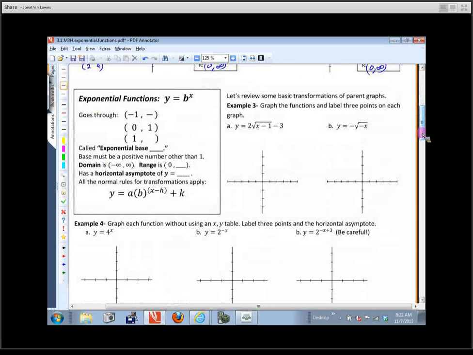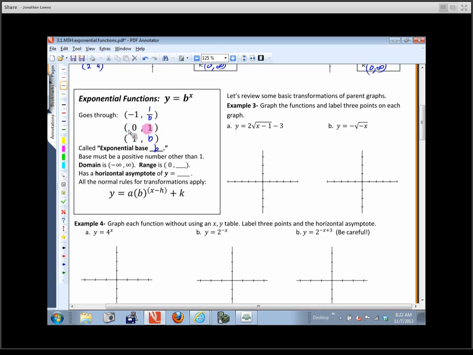So if you've got an exponential function, it's going to look something like this. Y equals b to the x. Okay, we call that, again, exponential base b. And there are 3 key points that we want to graph. And we always want to make sure that we get these right. It's going to be -1, 1 over b. Because when you plug in a negative in the exponent, it means reciprocal. That's why it's the reciprocal of the base. If you plug in a 0, it's always going to be 1. Any number to the 0 power is going to be 1. And then if I plug in a 1, it's whatever the base is. So it goes through -1, 1 over the base, 0, 1.